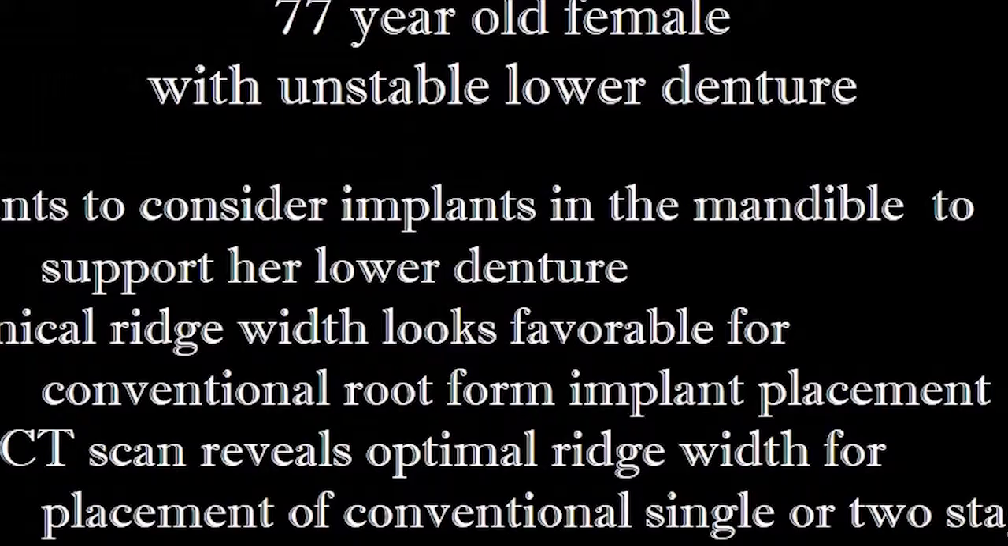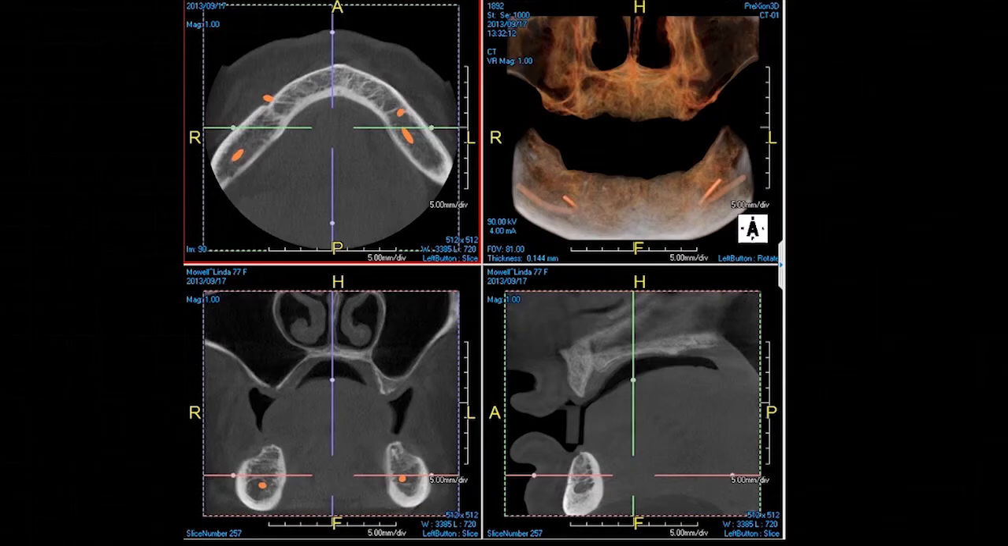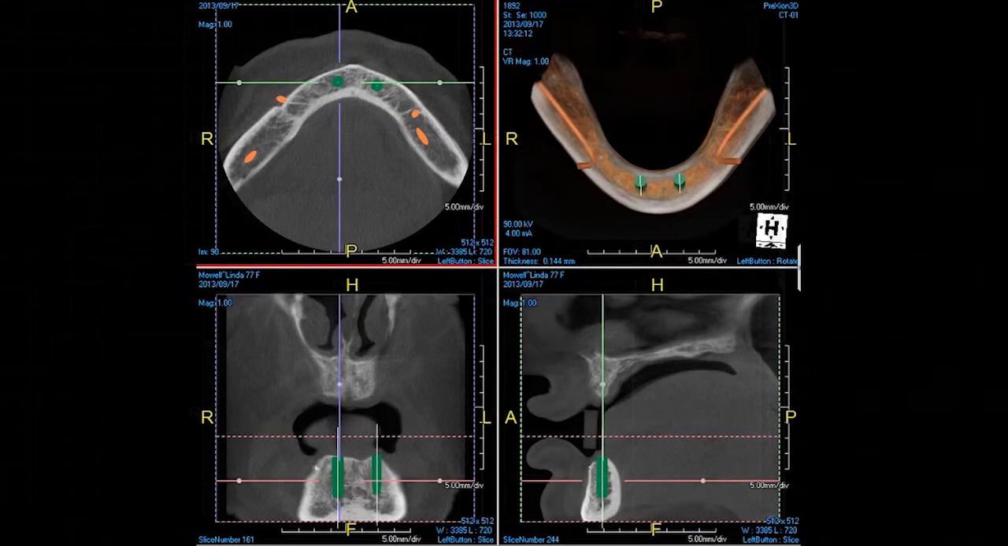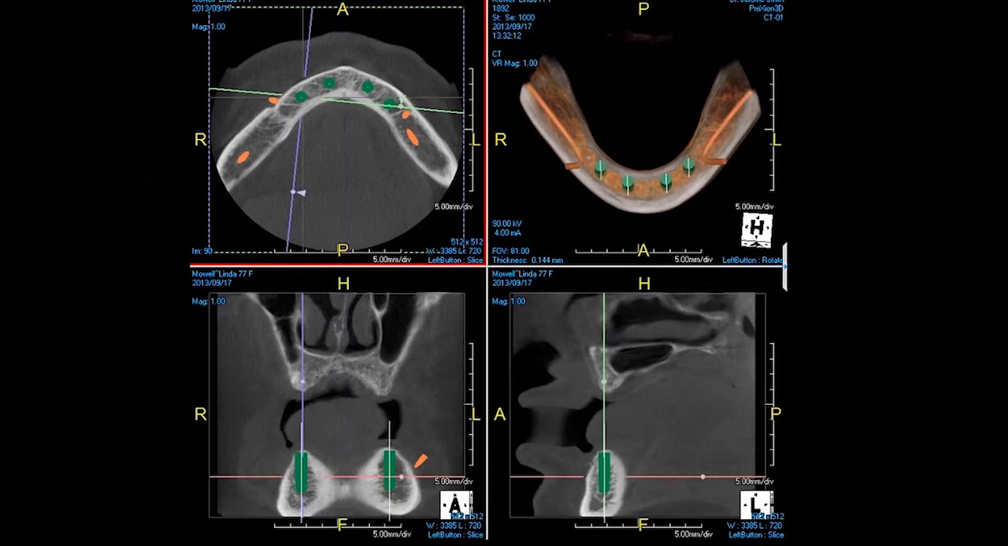It's incredible how many of these abnormalities you discover when you start looking at these scans. Here's a 77-year-old female, unstable lower denture, who wants to have implants in the mandible to support the lower denture. Ridge width looks favorable for conventional root forms, and the CBCT reveals optimal width for placement of conventional single or 2-stage implants. So with this, we're able to go ahead and select, based on the amount of available width, the length as well as the width of the implants that we're contemplating using in the back and the front.